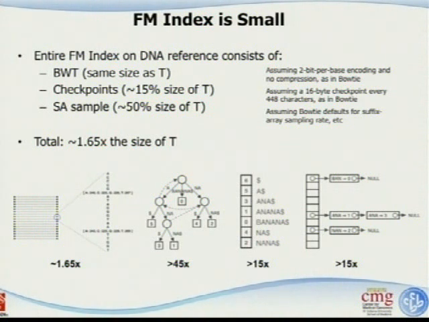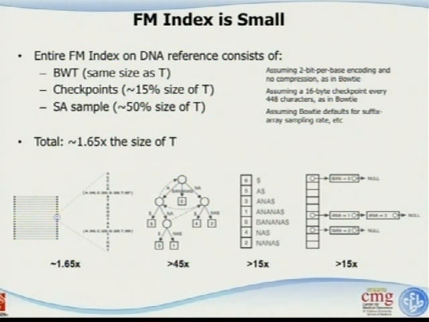In terms of the BWT index, it's called the FM index, and the size of the index will be the size of the initial string. What that means is your initial string is the whole human genome, 3 billion letters, and this is the size of your BWT transformation. We also need about 15% of the size of T to build the checkpoints, okay? And also about 50% of the size for tracing back which part of the genome it comes from. So in total, this index size is about 1.65 times the human genome. Okay, that's the point. For the Burrows-Wheeler transformation, the index size is 1.65 times the initial genome.